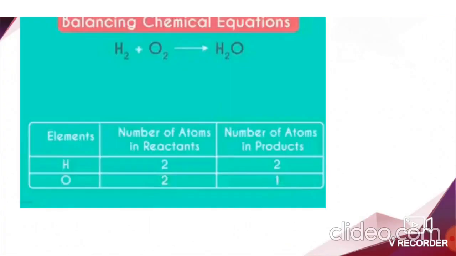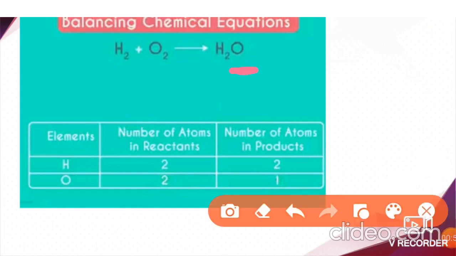Okay, let us consider a reaction, that is when hydrogen reacts with oxygen to form water. As we saw in the last class, this equation is unbalanced because here the number of oxygen atoms in the product is not equal to the number of oxygen atoms in the reactant. In the product, how many oxygen atoms are there? 1. In the reactant, how many oxygen atoms are there? 2. So the number of oxygen atoms in the reactant is not equal to the number in the product. So this chemical reaction is unbalanced. Here the question is, can we balance this chemical equation? The answer is yes. Let's go step by step and see how we can balance it.